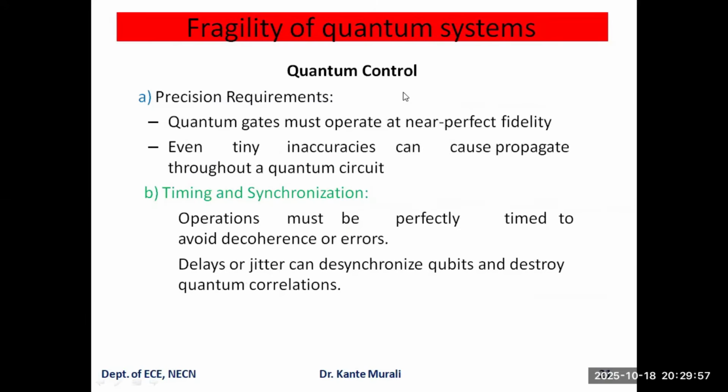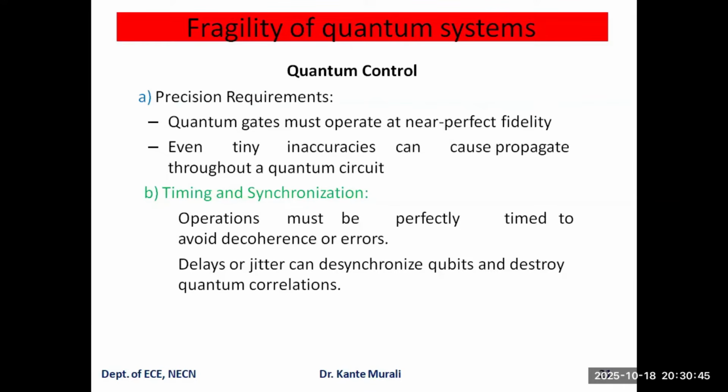Let us discuss the precision requirements. Now let us look at precision and timing. Quantum gates must operate with nearly perfect accuracy. Even a small error can propagate and enter the algorithm. It's like tuning a guitar. Even if one string is slightly off, the whole song sounds wrong. That means each and every bit should be error free. Otherwise, it will spoil the whole quantum operation.